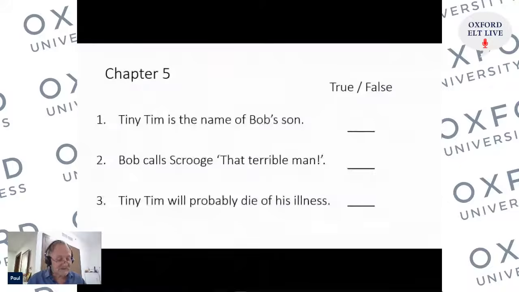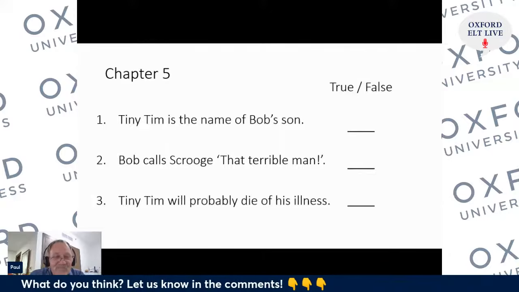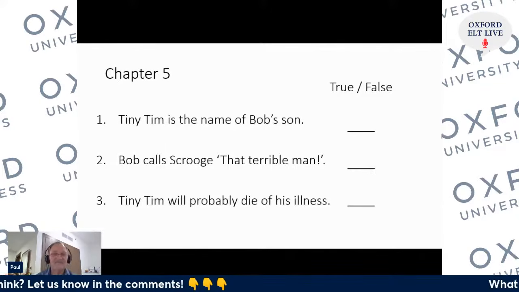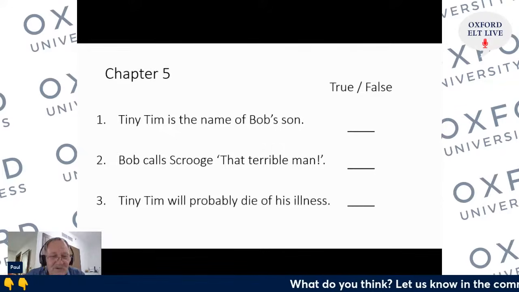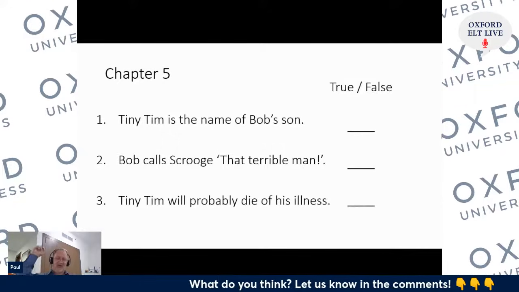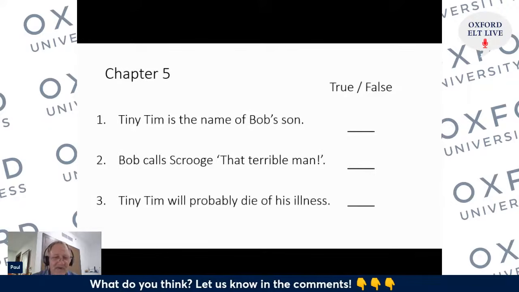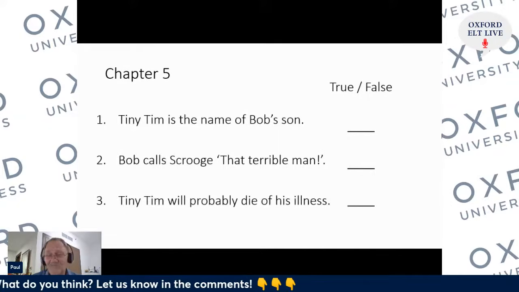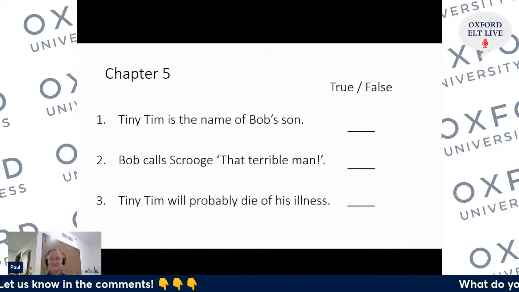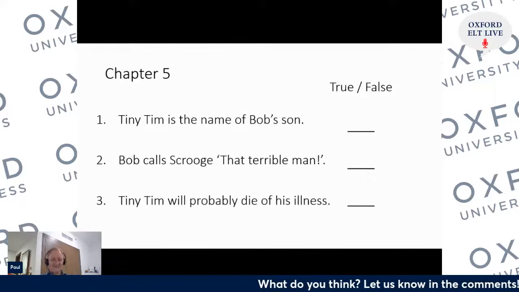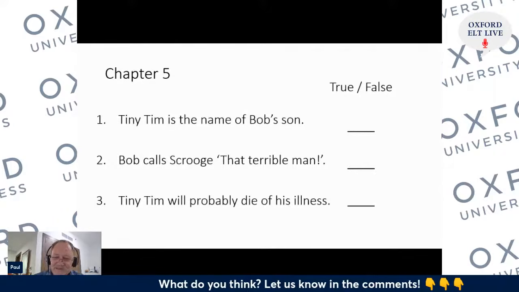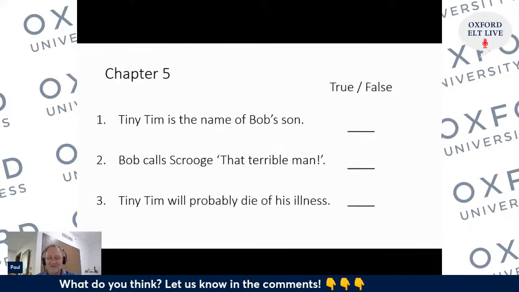So, before we come to the last chapter of this short abridged reader, true or false? Number 1, Tiny Tim is the name of Bob Cratchit's son. Number 2, Bob calls Scrooge that terrible man. And number 3, Tiny Tim will probably die of his illness. True or false? And we're coming up to the very last chapter of the story. What do you think is going to happen?